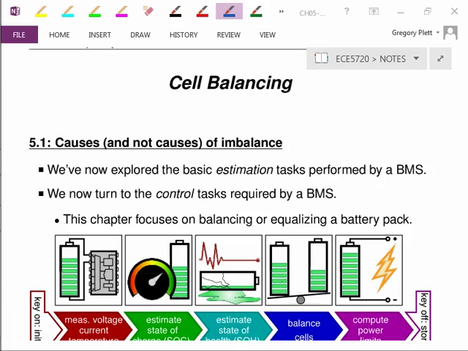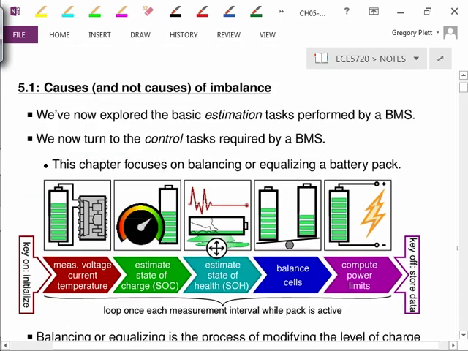We now begin a new topic on cell balancing, and as an introduction to this topic, I ask you to realize that we've now explored all of the basic estimation tasks that are performed by a battery management system. We've estimated the state of charge, as we've seen. We've estimated the state of health of a battery.